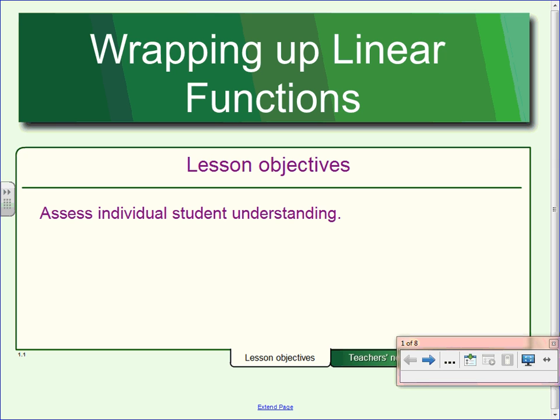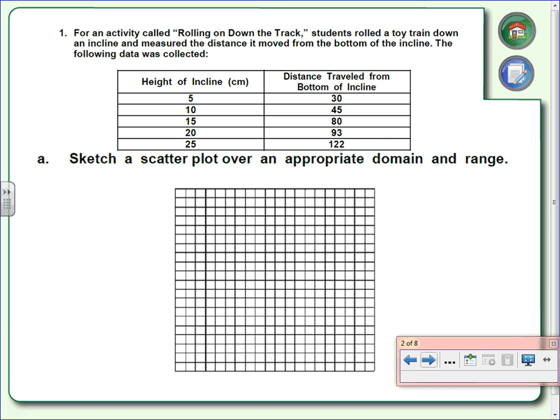Okay, wrapping up linear functions. Tomorrow we have a test to assess the individual students' understanding of our linear functions. We do have tests tomorrow? Tomorrow is the test, and the test will look very similar to this. Tomorrow, you mean Monday? Monday.